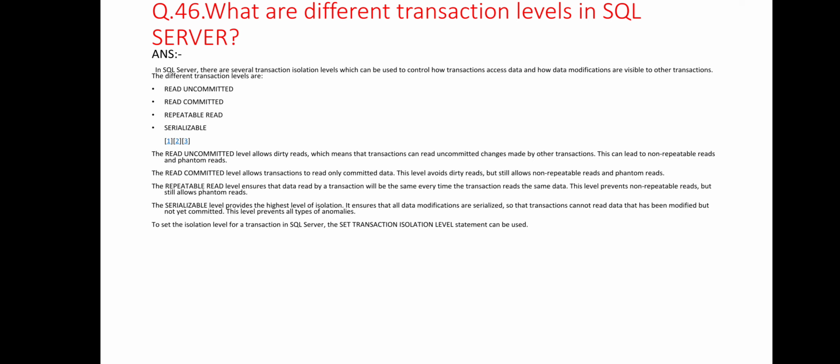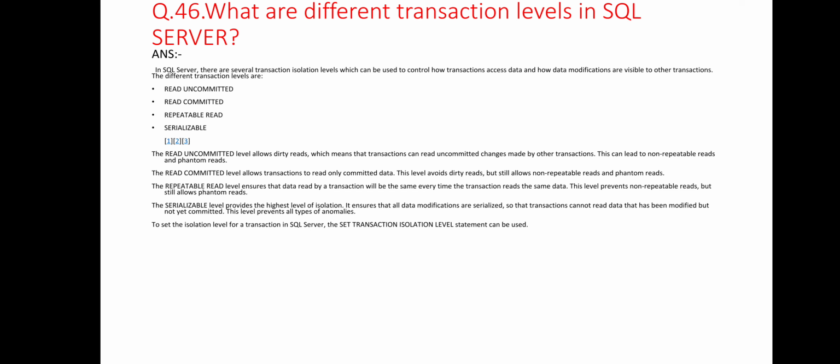In SQL Server, there are several transaction isolation levels which can be used to control how transactions access data and how data modifications are visible to other transactions. The different transaction isolation levels are read uncommitted, read committed, repeatable read, serializable. The read uncommitted level allows dirty reads, which means that a transaction can read uncommitted changes made by other transactions.